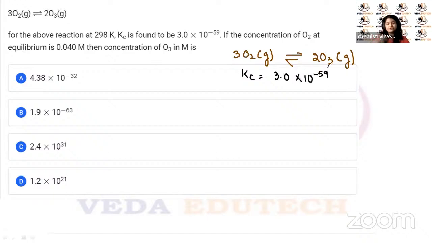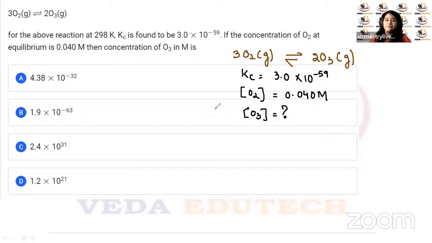If the concentration of O2 at equilibrium is given to us as 0.040 M, you have to find out the concentration of O3. So if you find out the concentration of O3, let us see what we are going to get.